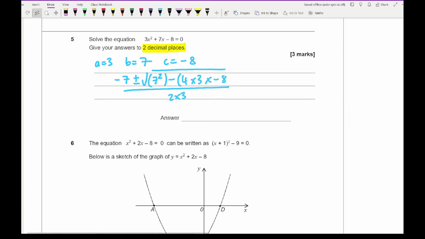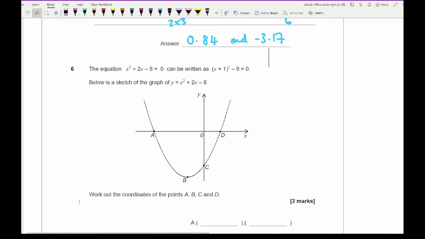Now, if I go on to simplify all of that, it gives me minus 7 plus or minus the square root of 145, over 6, and then I type that into my calculator, which obviously is going to be a calculator question, and rounding to 2 decimal places I should have 0.84 and minus 3.17.